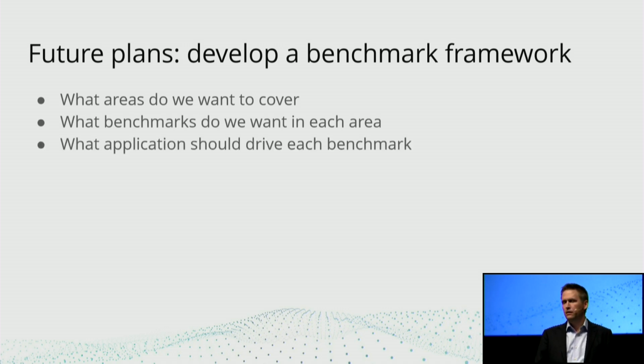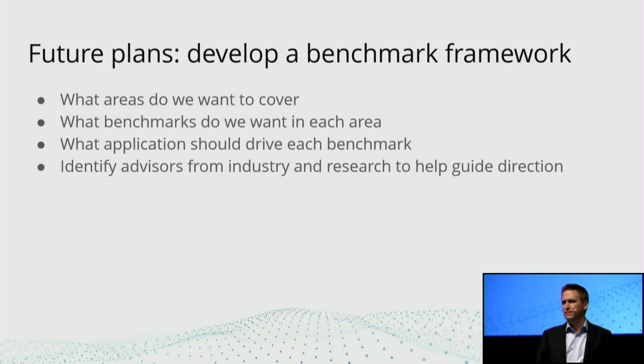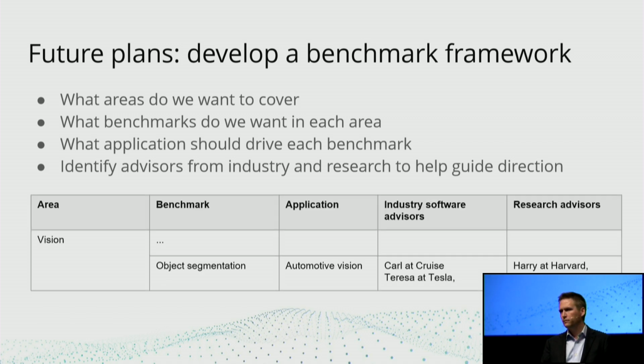what benchmarks we want to handle in each area, what application or applications we believe are driving each benchmark, identify a set of advisors, not from the vendor side, but from the customer side, for each of these benchmarks, both in industry and research, to help guide direction, to say, you should be benchmarking that model, that's clearly the future. So we want to create a table that has entries like this. This is for vision. We've got a couple benchmarks, some driving applications, some advisors.